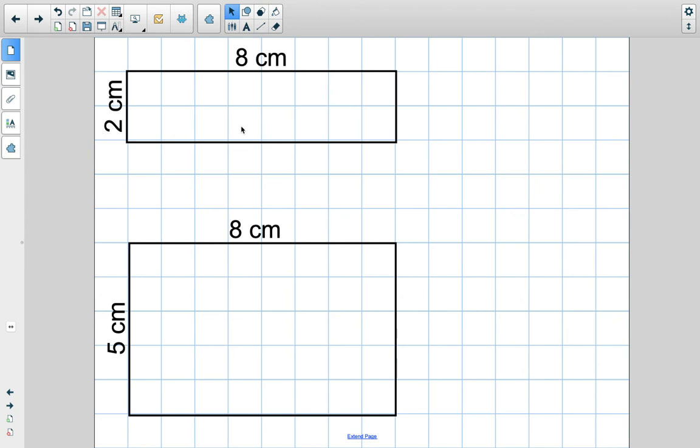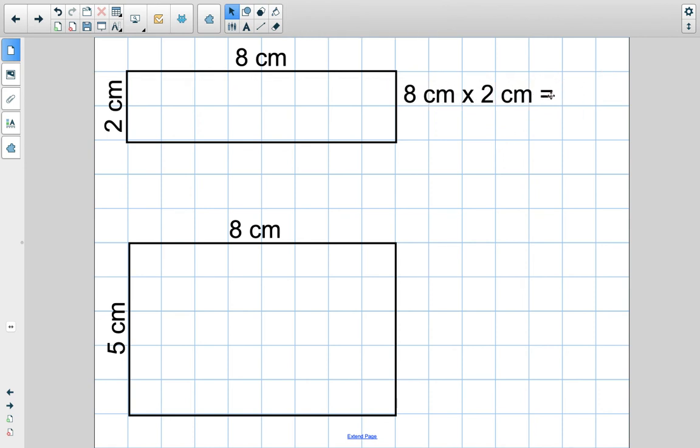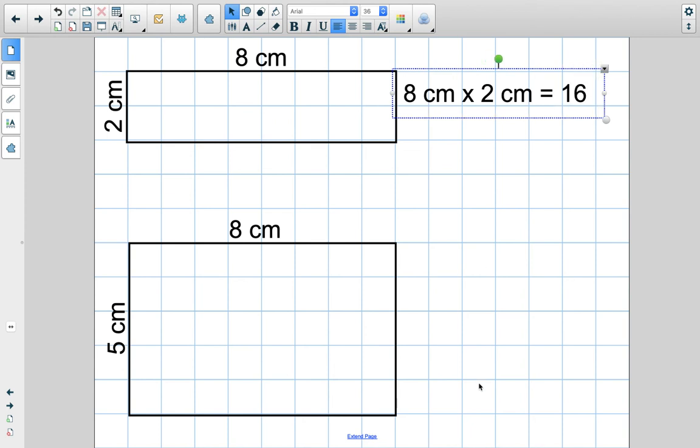These ones are bigger, right? I've got 2 centimeters this way, or 2 rows, and 8 columns, right? So 8 columns this way. And this one's really big, 5 centimeters down, 8 centimeters wide, right? So here I've got 8 centimeters times 2 centimeters equals, and you know, when we did the first unit, we did multiplication tables. You know that 8 times 2 is going to be 16 centimeters. And I'm going to put my little 2 up there.